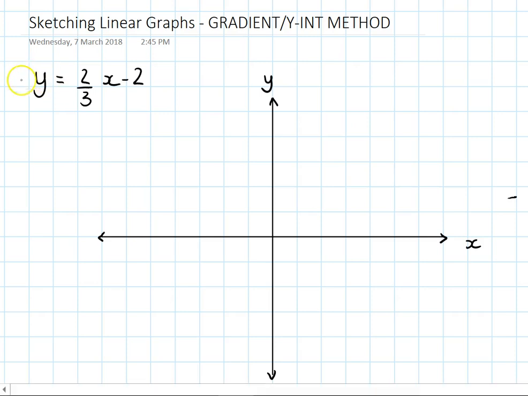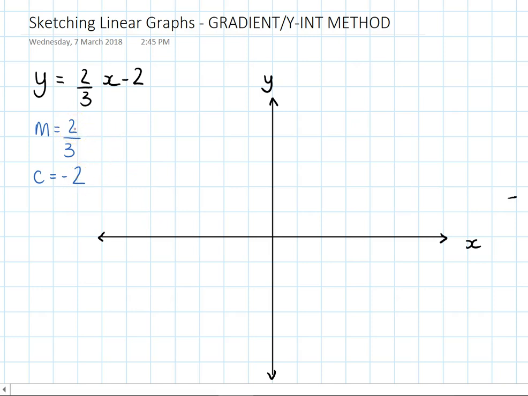Now remember, in order to do that, y must be the subject of the equation, meaning y must be by itself on one side of the equal sign. So from this, I can see that my gradient m equals 2 over 3, and my y-intercept, or my c value, is equal to -2. As I said, this now gives me my starting point, and then I can use the rise over run to plot the next one.